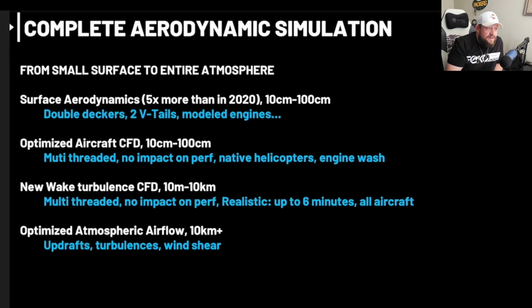So first off, surface aerodynamics, 5 times more than in 2020 and all the way down to 10 centimeters up to 100 centimeters. And this means double-decker aircraft, V-tails, modeled engines. They really went above and beyond. Optimized aircraft CFD. Again, that's going to be computational fluid dynamics, I believe is what it's called. I think I have the C wrong. But anyway, it basically means that the environment is always going to be changing based on all of the factors that are in the environment.